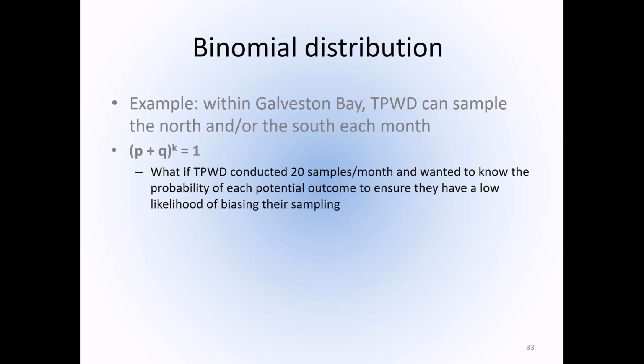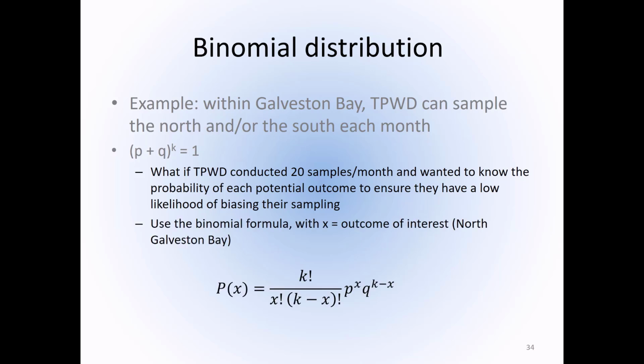So we have a slightly faster method to do this called the binomial formula, in which K is going to represent the total number of samples, and in this case it will be 20. P is going to represent the probability that we're sampling in North Galveston Bay. Q is representing the probability that we're not sampling in North Galveston Bay, 0.5 in this case for both of those. And then X is going to be the outcome of interest.